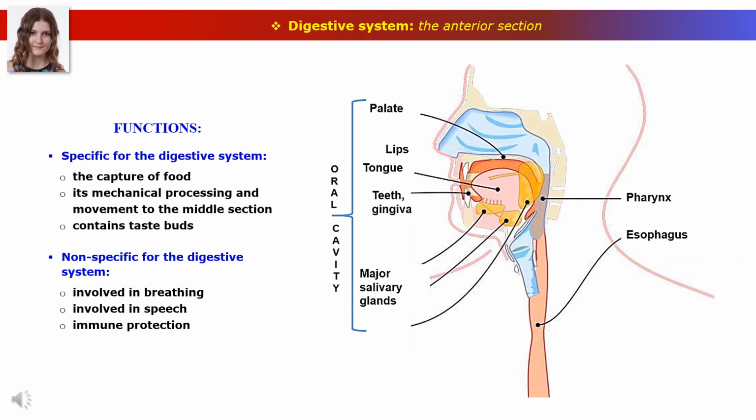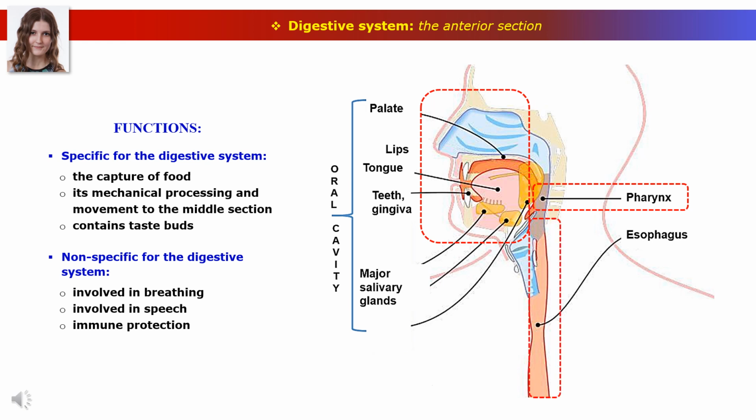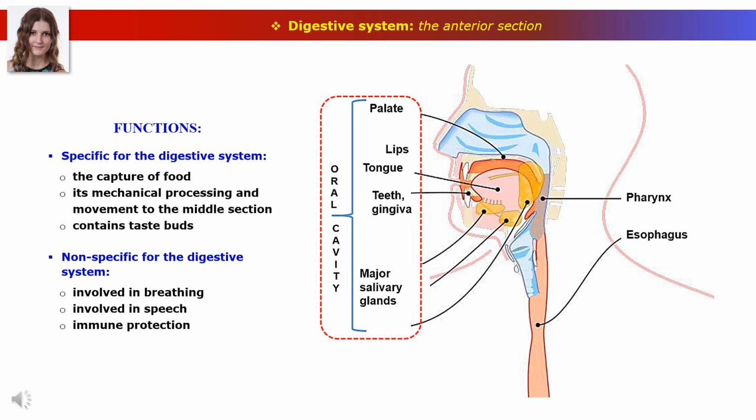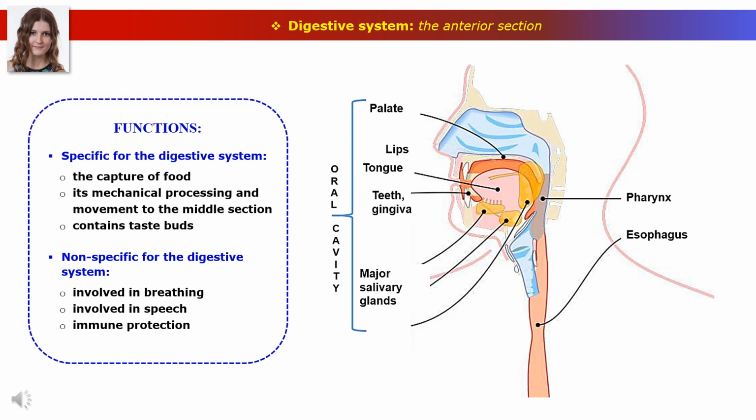The anterior section of the digestive system includes the oral cavity, pharynx, and esophagus. Derivatives of the oral cavity include lips, cheeks, gums, palate, tongue, tonsils, salivary glands, teeth. This section ensures the capture of food, its mechanical processing and movement to the middle section, and also provides respiratory and speech functions. The anterior section contains taste buds and structures that provide immune protection.